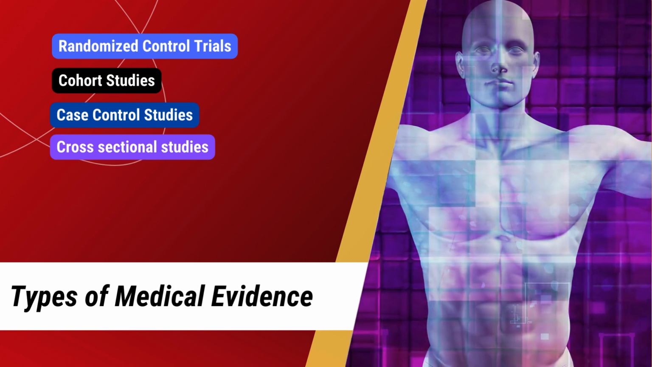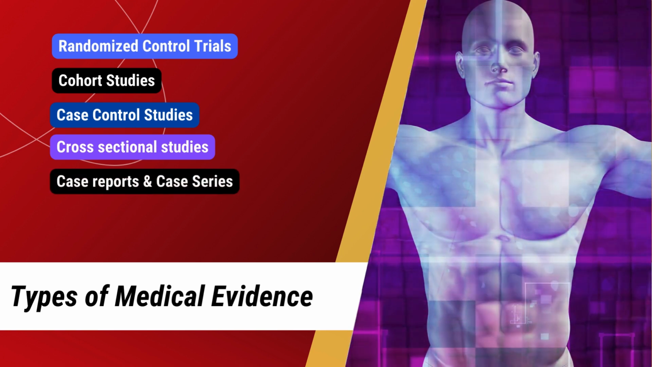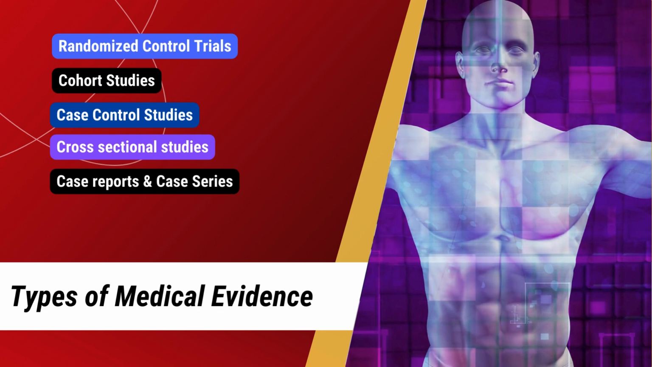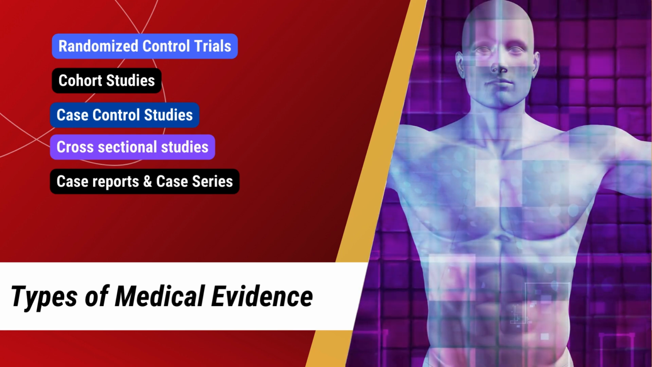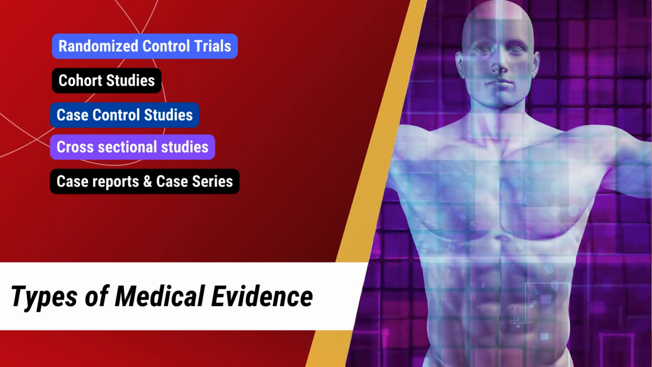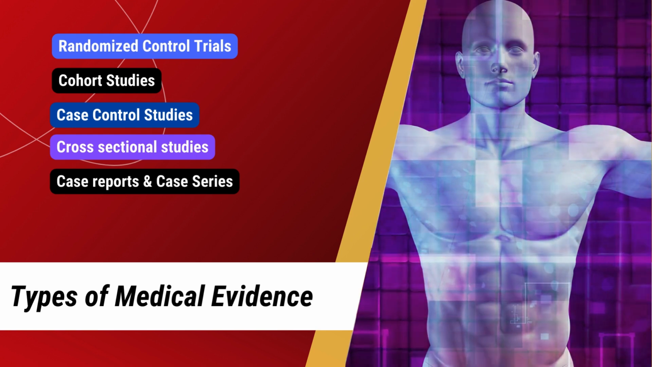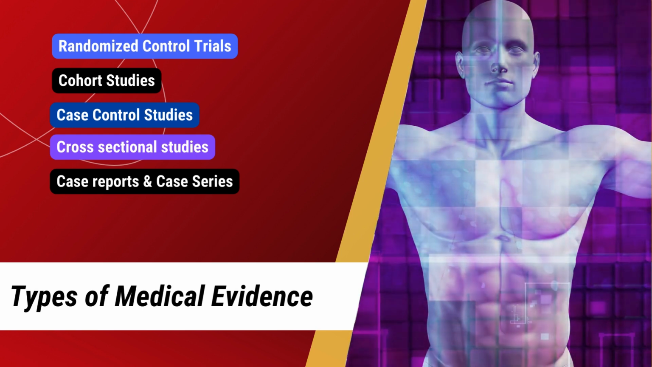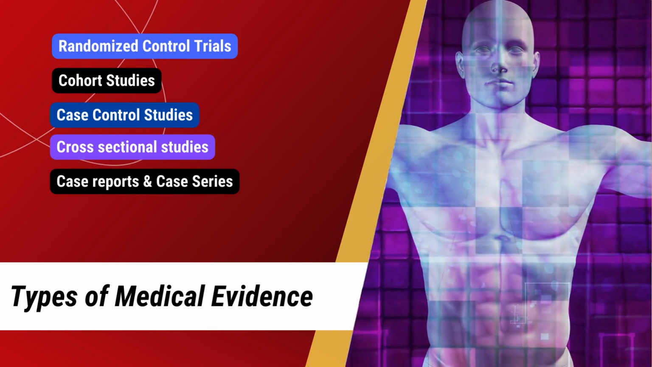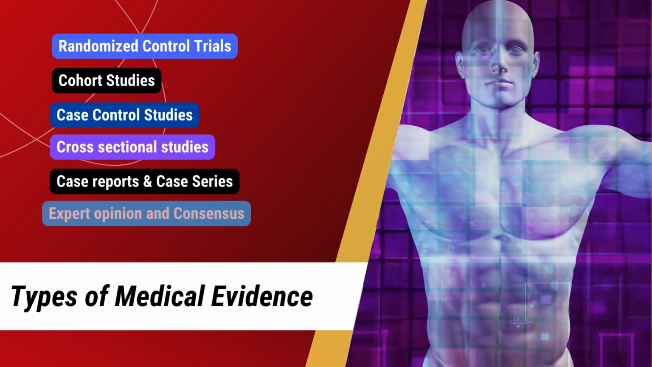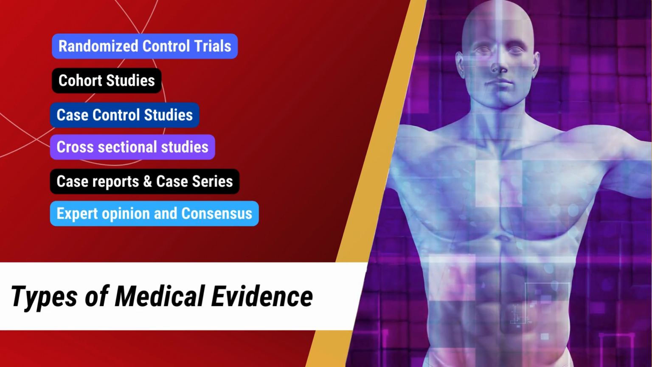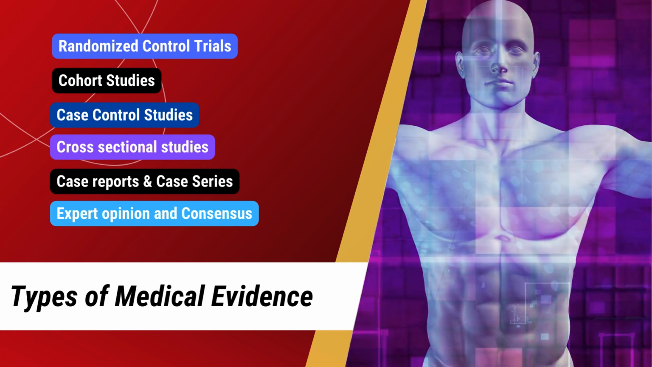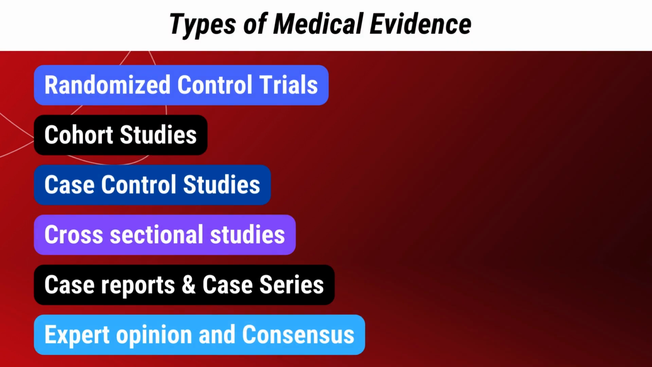Another type of evidence is the case reports and case series. They are detailed reports of the symptoms, signs, diagnosis, treatment, and follow up of individual patients. Case series are similar, but they involve a small group of patients, not an individual one. Expert opinion and consensus statements are also considered somehow evidence. So, these are different types of medical evidence.